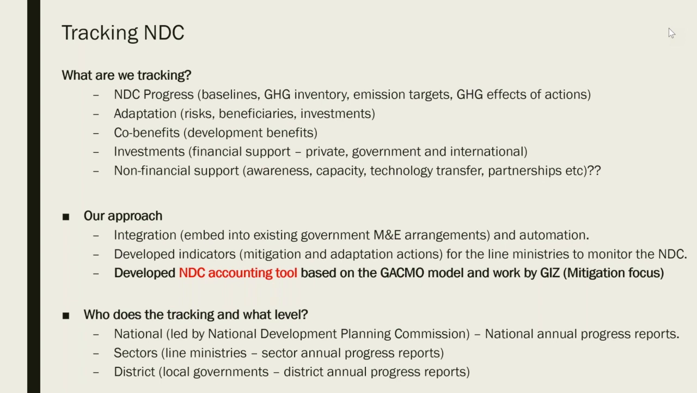So once we say that each ministry is responsible for tracking the performance of their respective NDCs, they use indicators that people have been assigned to track the performance or the implementation of those NDCs in their respective ministries and report through their sectorial annual progress report, which they will then submit to the National Planning Commission, and then the Planning Commission will prepare the National Annual Progress Reports. So that is the overall thinking and arrangement behind what we are tracking, our approach, and who is doing the tracking. So I'll focus on the development and use of the NDC accounting tool.